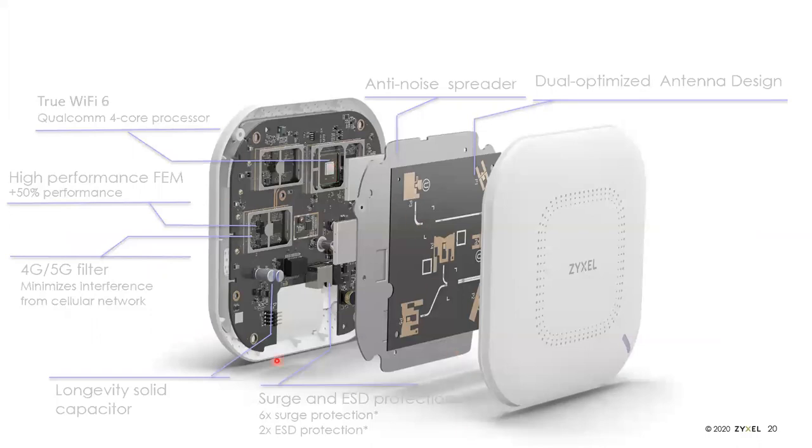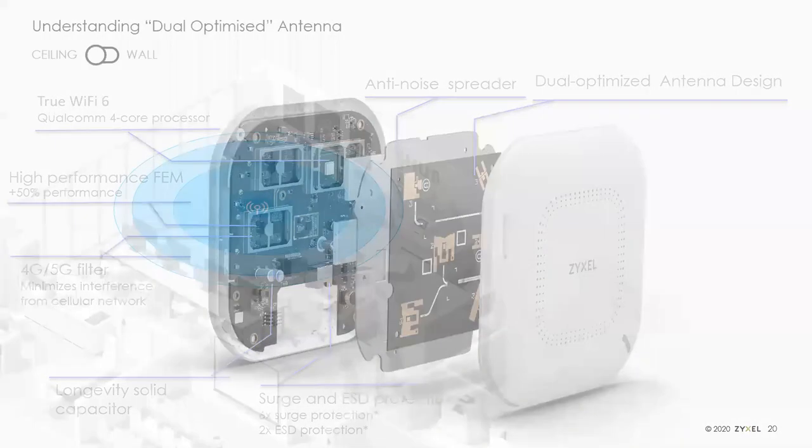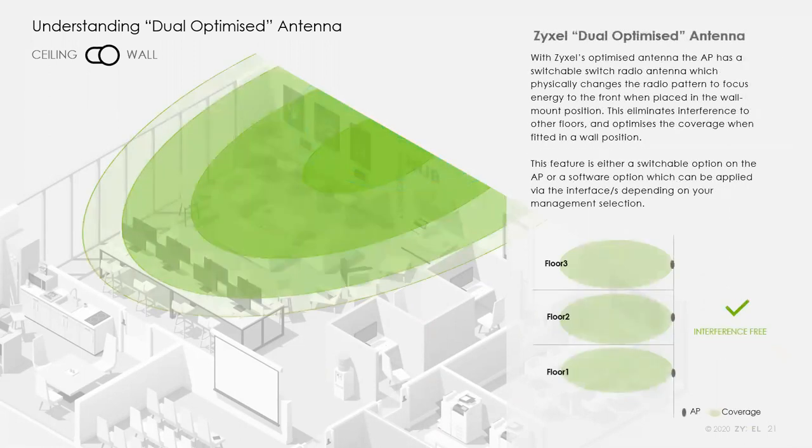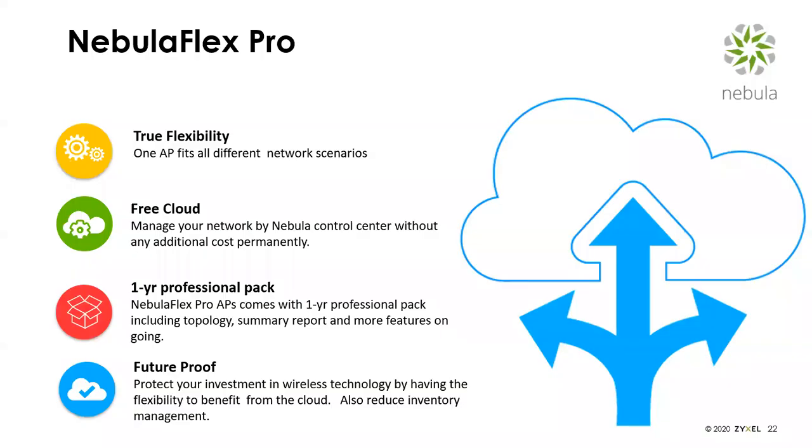So here again, very similar architecture, same design philosophy that Zyxel has on our business class APs. This is just showing here the dual optimized antenna. If you decide to mount a typical AP on the wall, the antenna pattern basically shoots the signal up into the ceiling and down into the floor. So with dual optimized antennas in that situation, you can switch to an optimized antenna pattern for the wall.